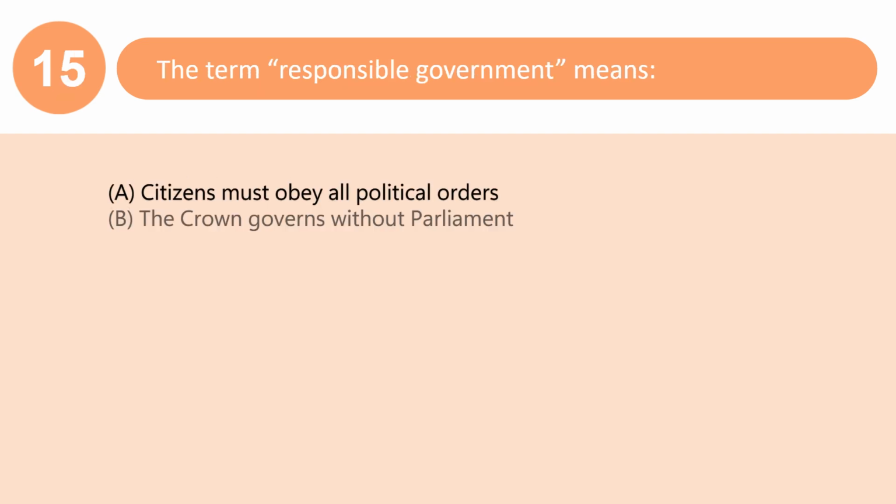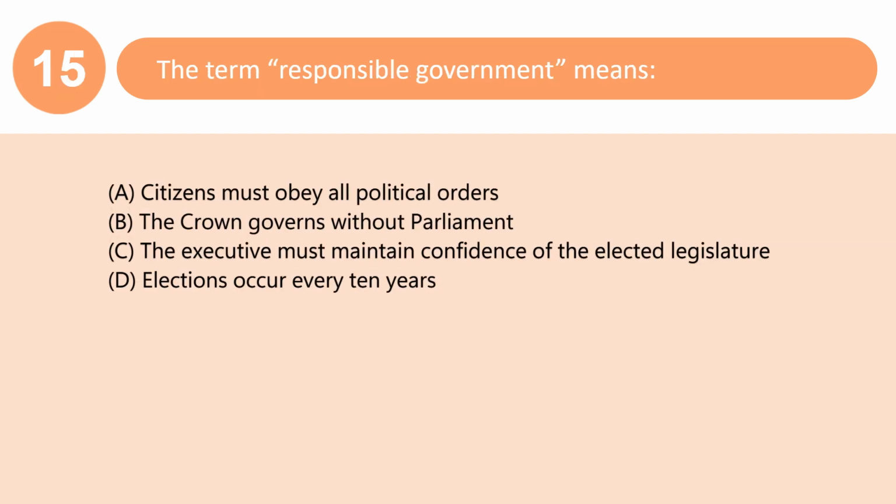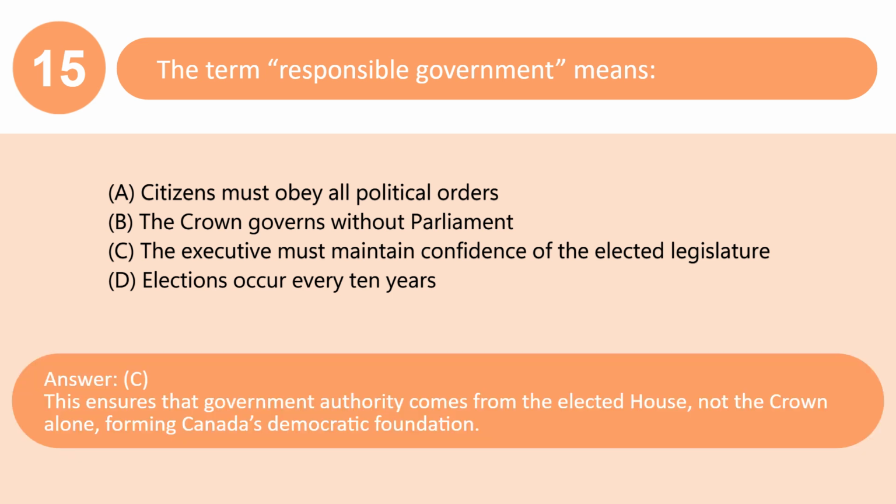The term responsible government means A. Citizens must obey all political orders. B. The Crown governs without Parliament. C. The executive must maintain confidence of the elected legislature. D. Elections occur every 10 years. Answer, C. This ensures that government authority comes from the elected House, not the Crown alone, forming Canada's democratic foundation.